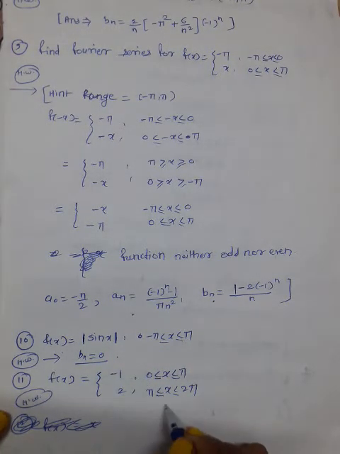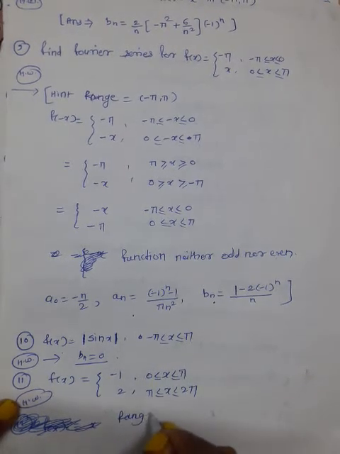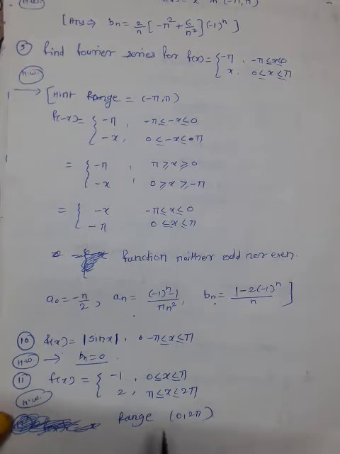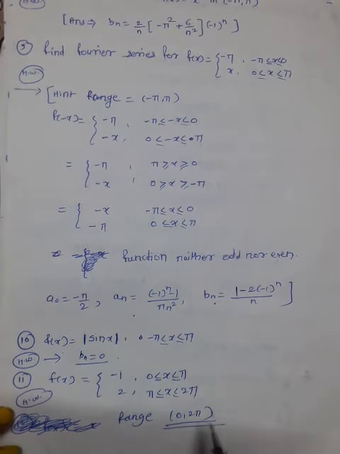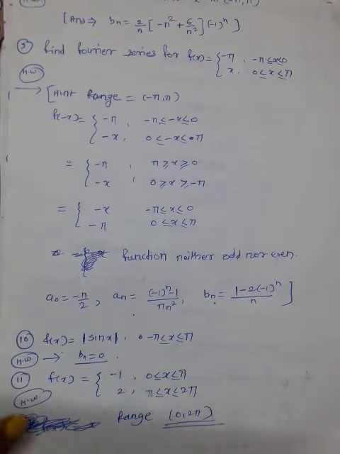Now again, this is 0 to pi; the range is 0 to pi. This is an extra example of 0 to 2 pi. It is not the minus pi to pi interval, this is the 0 to pi interval. The function is given in the interval format only. So homework for you.